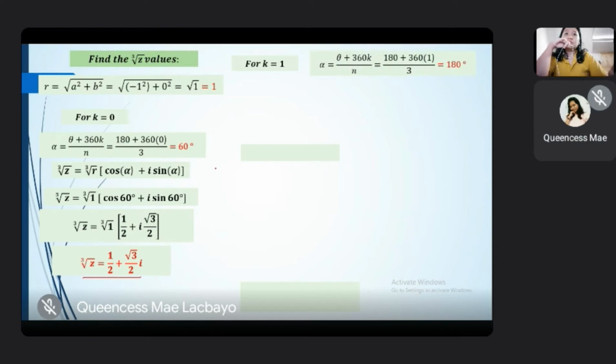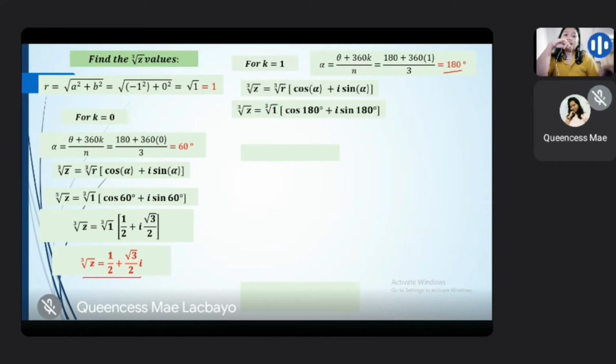So, we substitute the alpha we solved earlier, which is 180 degrees for k equals 1. Same formula: the cube root of z is equal to the cube root of r, bracket cosine alpha plus i sine alpha. Substitute, 180 is what we use. So, the cube root of 1, bracket cosine 180 plus i sine 180. Then, cosine 180 is negative 1, and sine 180 is 0. So, multiply: 1 times negative 1 is negative 1 plus 0, it cancels, it becomes 0. So, the cube root of z for k equals 1 is negative 1.